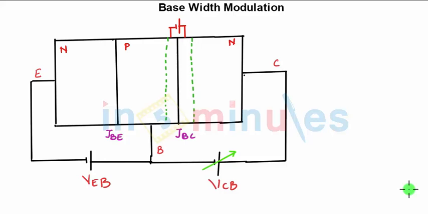Today's concept is base width modulation. Consider an NPN BJT transistor again operated in active mode.